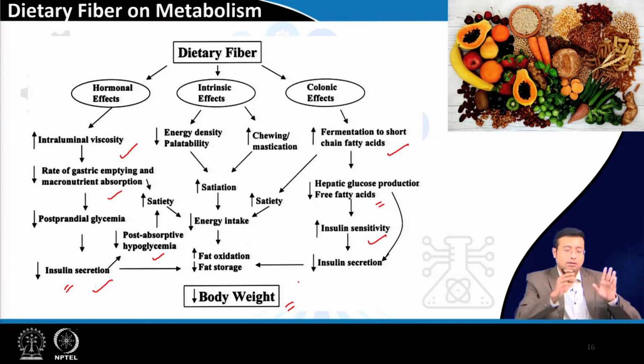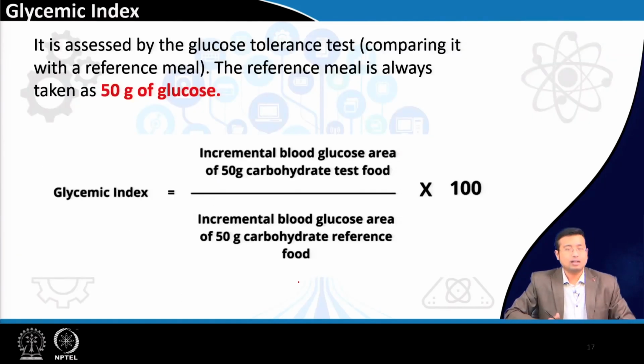Okay. So, if you get a long question on the effect of dietary fibers on energy metabolism, you can memorize and quote this diagram. If you miss out 1 or 2 points, it is not that much penalizable, but just make sure your fundamental concepts are right. Okay. Next, a very important part of carbohydrates in diet is glycemic index.